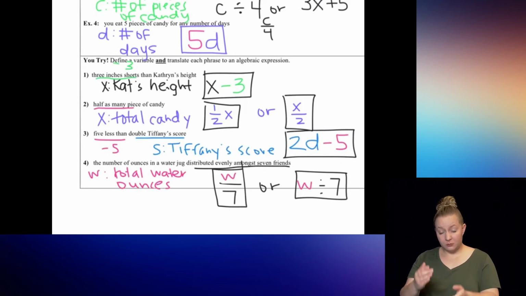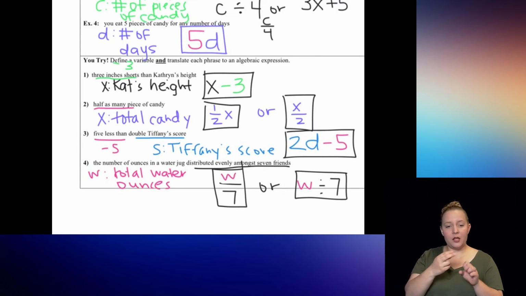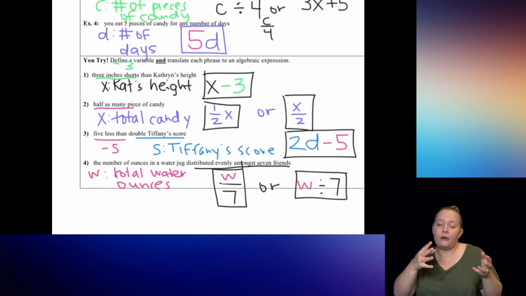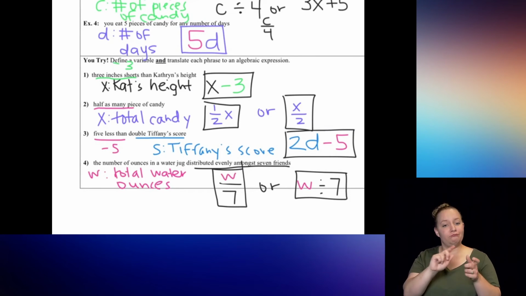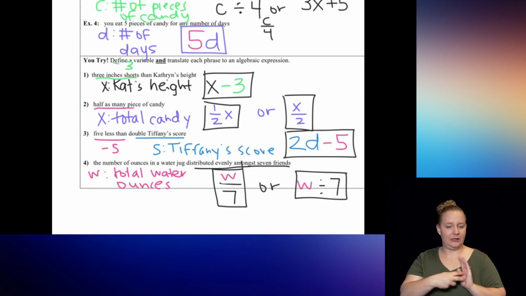Alrighty, so let's take a look here. Number 1, 3 inches shorter than Catherine's height. Well, my unknown is I do not know Catherine's height, so therefore I use X, or you can use K, or you can use H. I don't care what you use, as long as you are very descriptive when you're writing this. So I wrote X is Cat's height, so X minus 3.